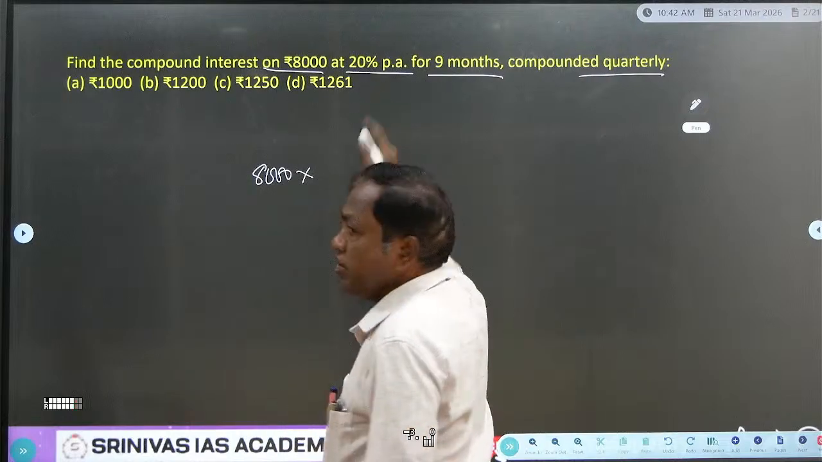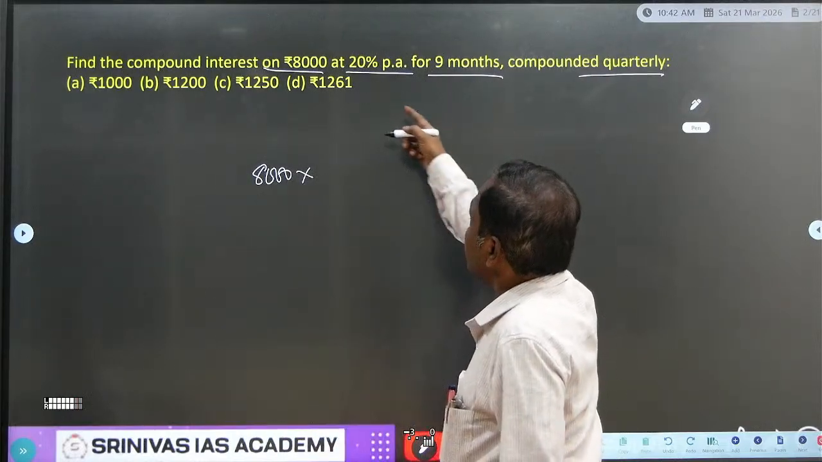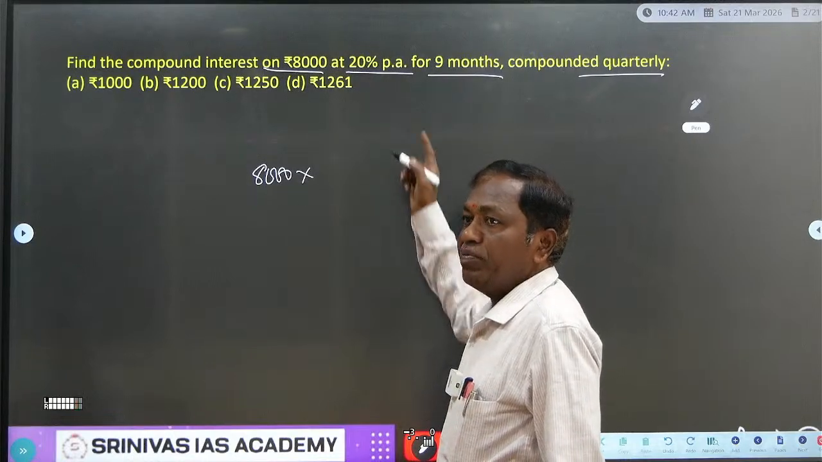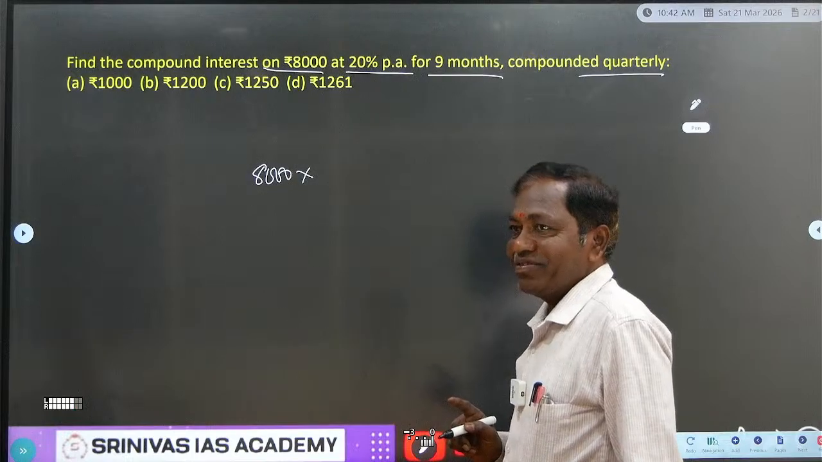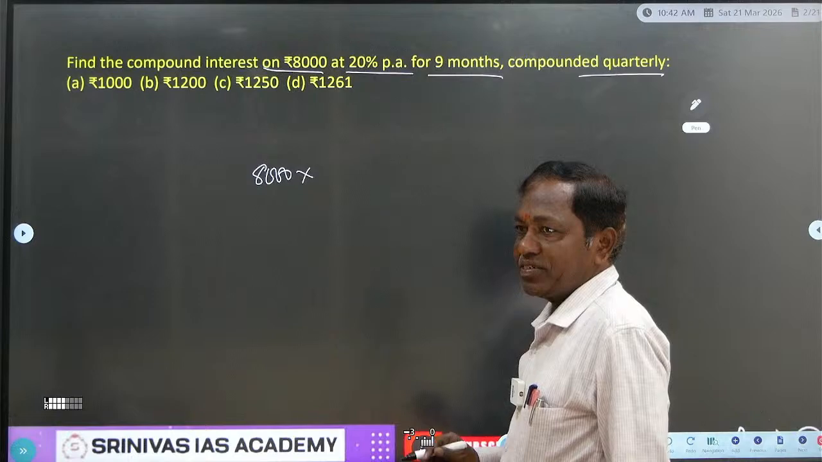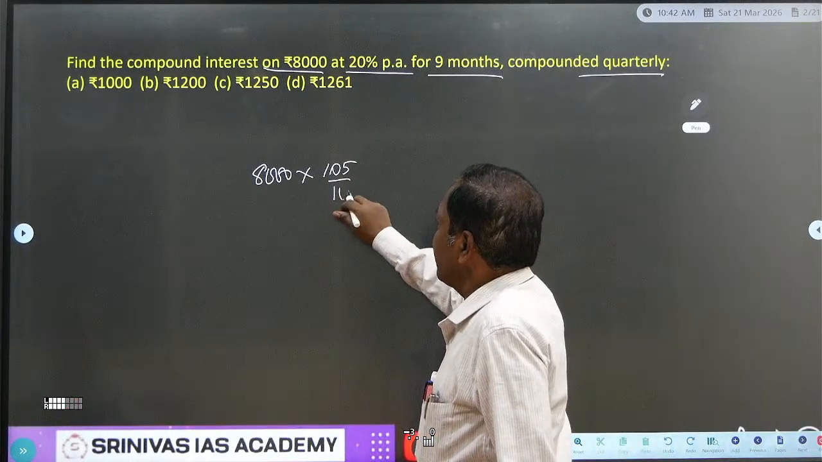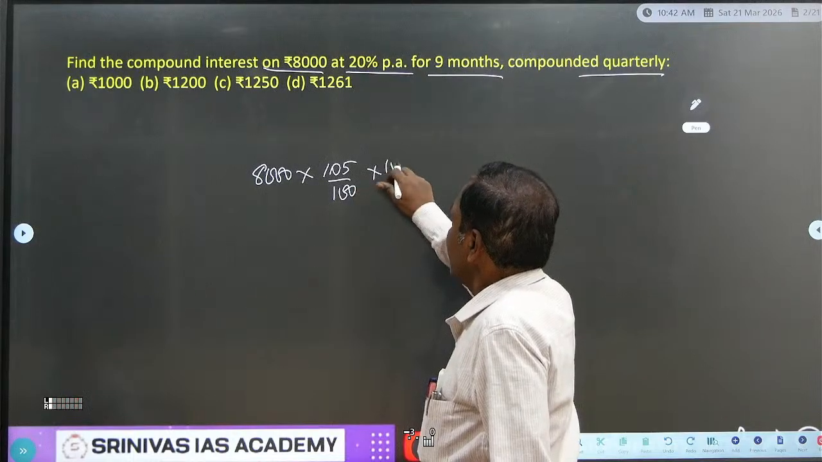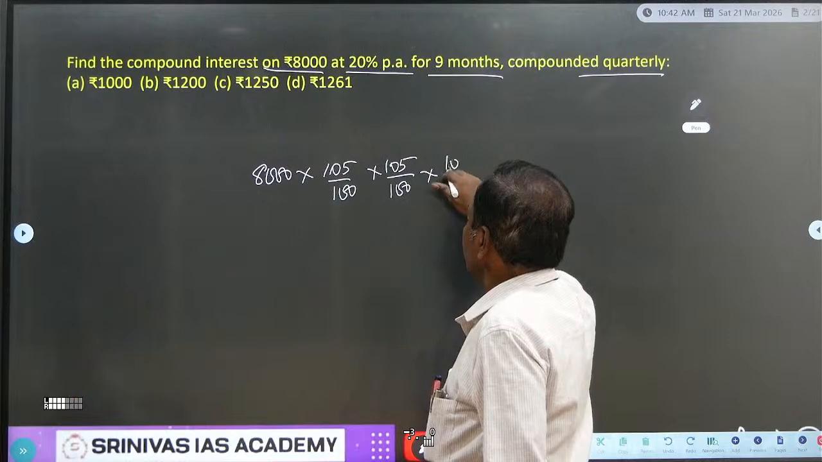into 20 by, what is the rate of 20%? 20 by how many quarters in a year? 4 quarters. 20 by 4, so 5%. 105 by 100. This is the first quarter, this is the second quarter, and this is the third quarter.